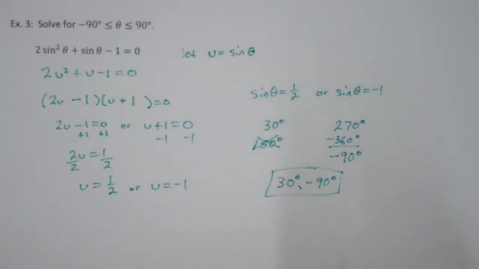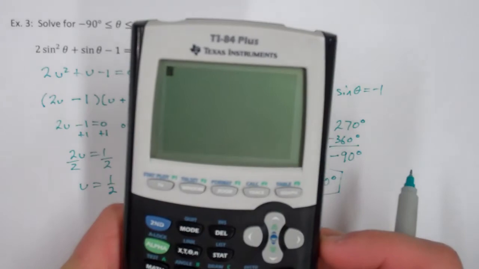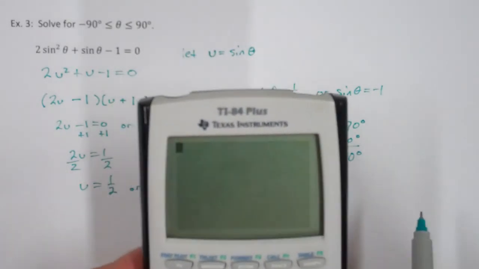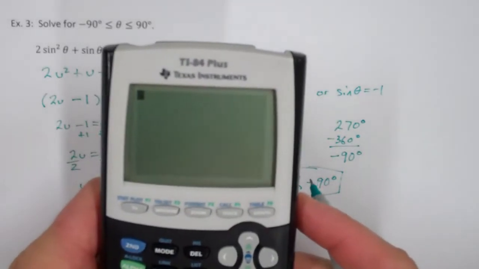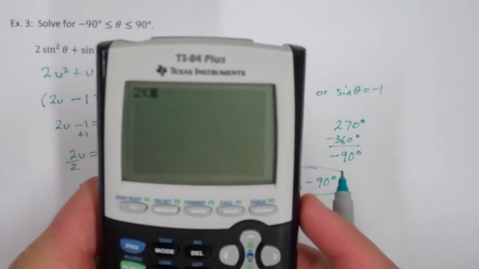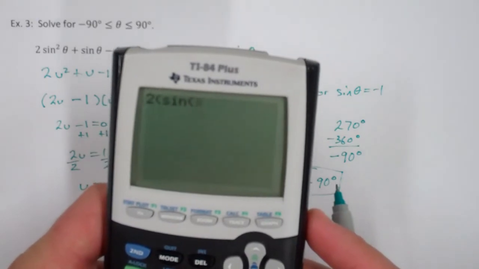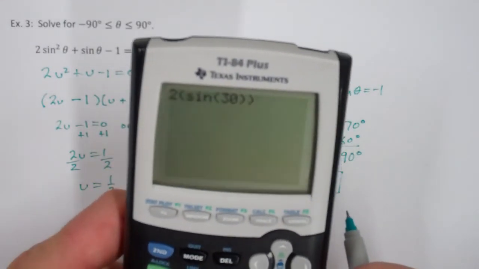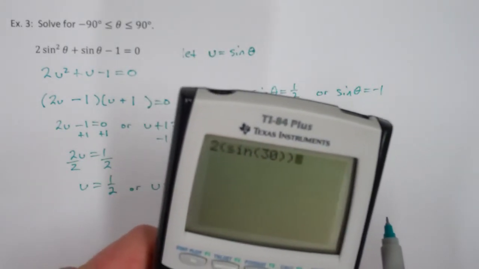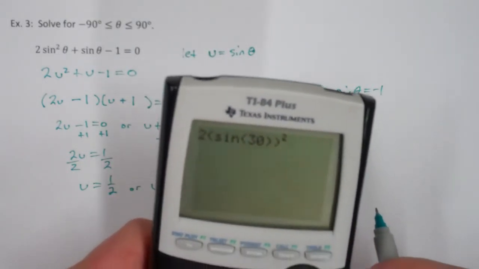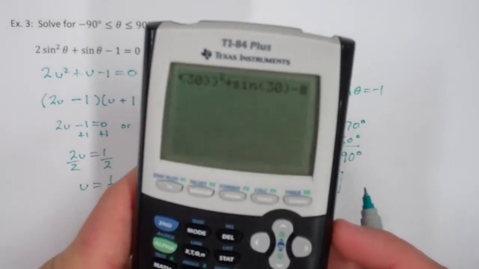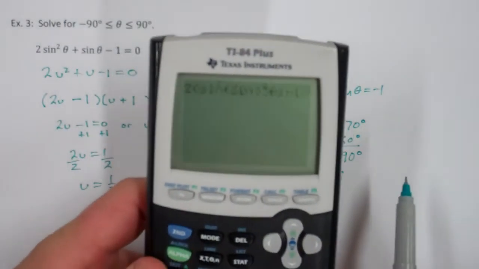You can check your work fairly easily by just typing this in. So we can do 2, and let me make sure we're in degree mode. That's a gotcha. 2, and then we're going to need to take the sine of that angle 30, close and square here. Make sure to close them all off and square. And then we're going to need to add the sine of 30 minus 1. We should get 0 if we've done this correctly.